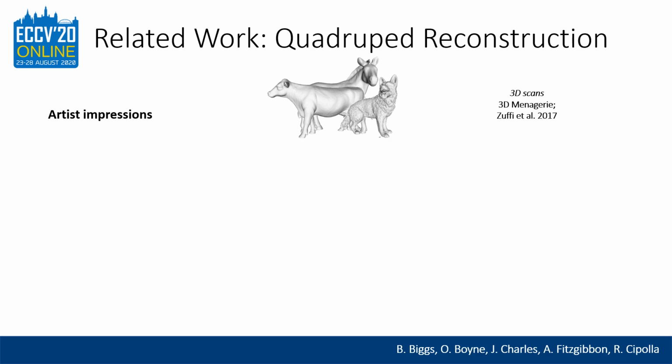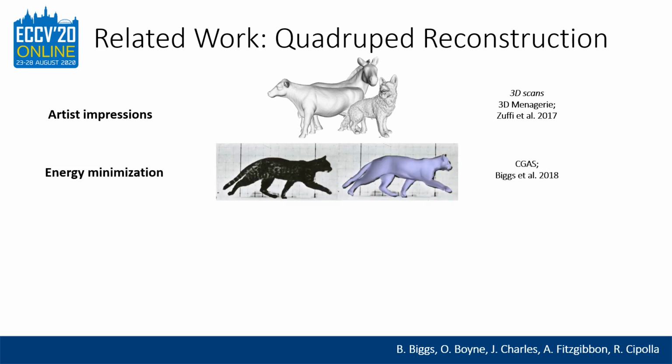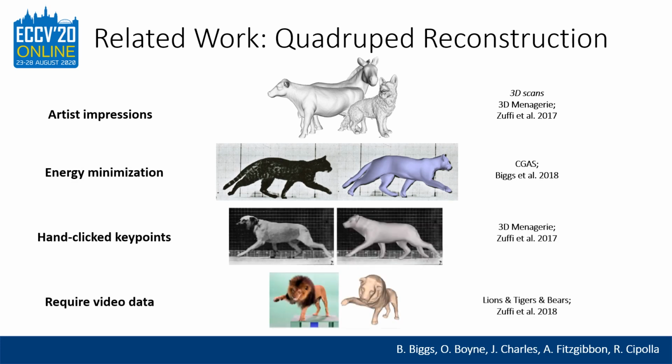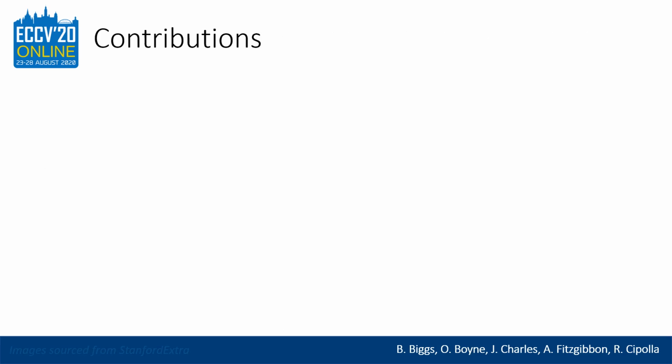Existing techniques for quadruped reconstruction typically incorporate slow energy minimization procedures, rely on hand-clicked key points for test images, or require video data for training, which can help constrain shape fitting. Perhaps again due to the scarcity of annotated data, evaluation of animal-based pipelines is often limited to non-standardized and small-scale test sets, typically of only a few dozen images.